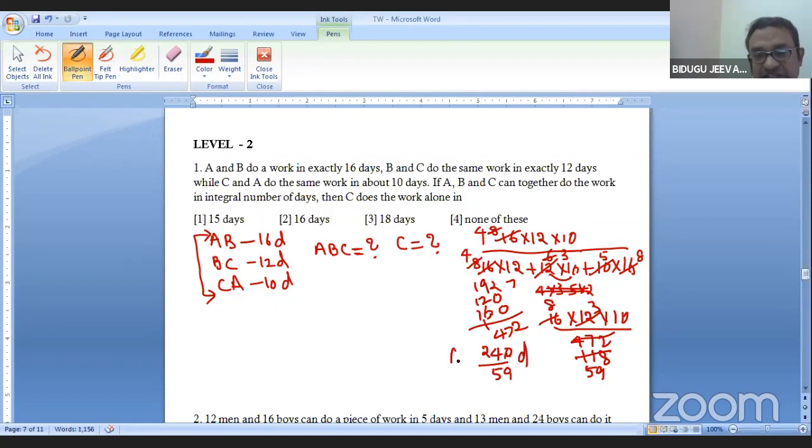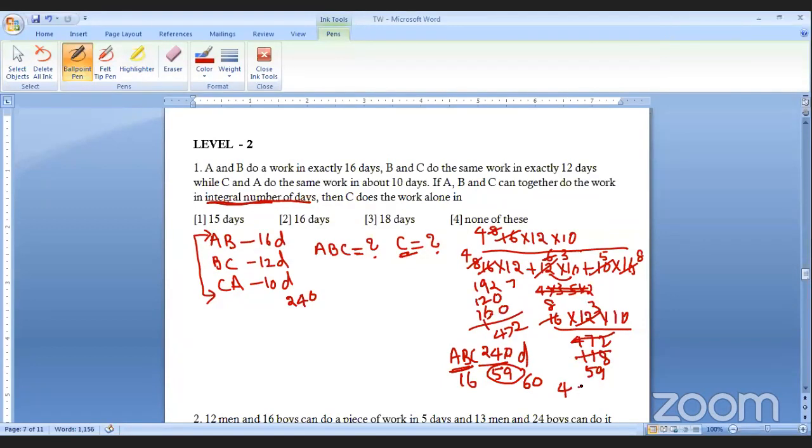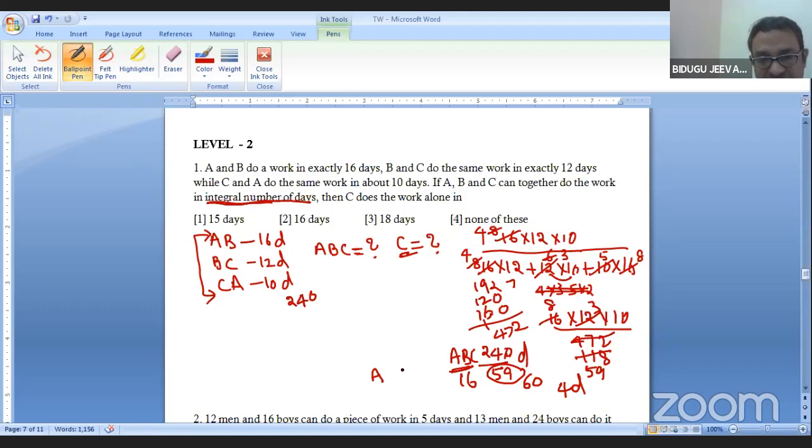This is about ABC. If I want to calculate C, I need to remove AB, and the AB capacity is given as 16. Be careful. For the approximate integral number of days, if I take this as 60, it will be 4 days. So make it double: ABC is 8 days. Make it double because your double capacities are given.